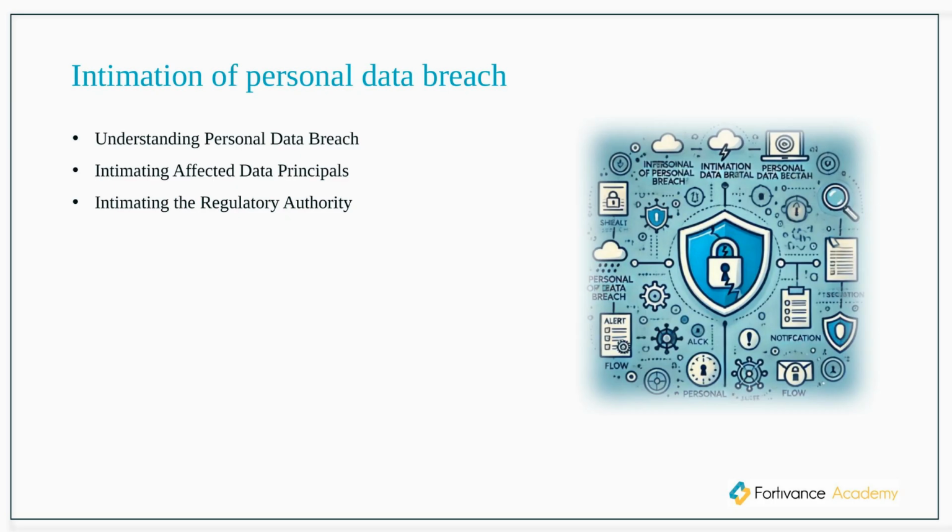This communication should be concise, clear, and plain. It should be delivered through the user account or any registered communication method. For example, if a user's data was compromised, they should receive a notification via email or through the app they use. The notification must include several key elements.